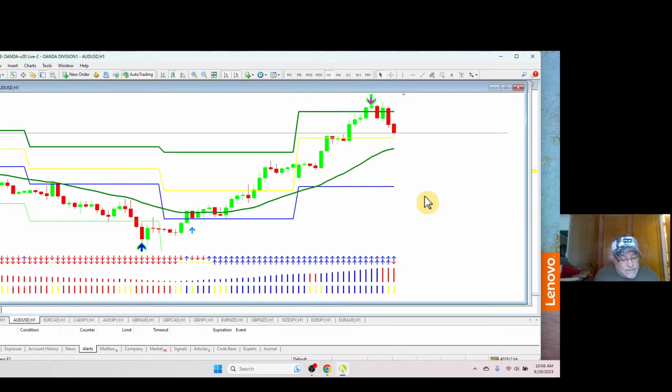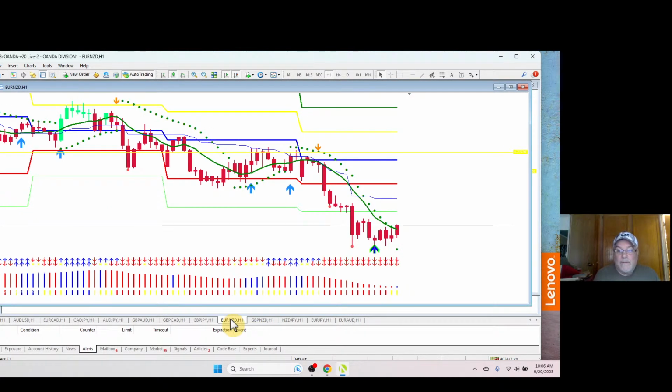So the Euro New Zealand is approaching profit target. It's got to get to 92. That'll be 40 on that. Normally it'd be 60, but because it's Friday and the ranges are not that great, I've got 4 more pips to go. Just 4 more.